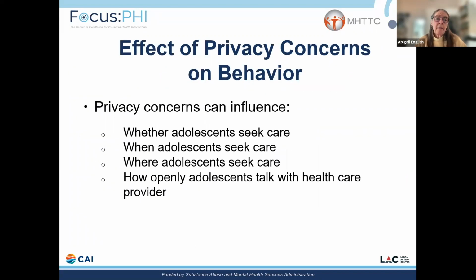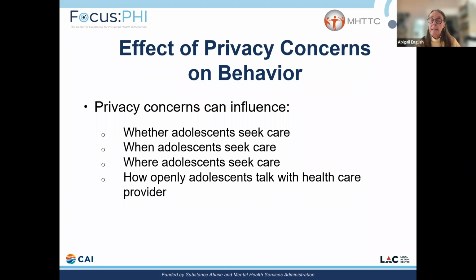Another thing we have found from the research is that privacy concerns have a very significant effect on the behavior of adolescents. Concern about privacy can influence whether they seek care at all. The AdHealth study that was started at UNC found that there was a lot of foregone care due to privacy concerns. Privacy concerns influence when adolescents seek care and sometimes cause them to delay significantly in seeking the care that they need. It also influences where they seek care.